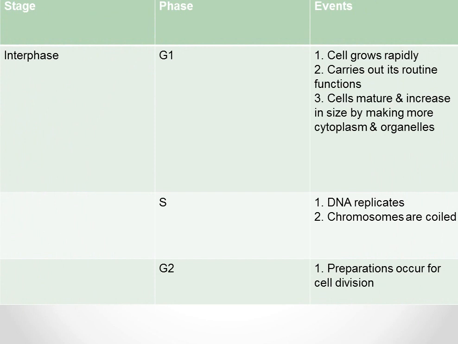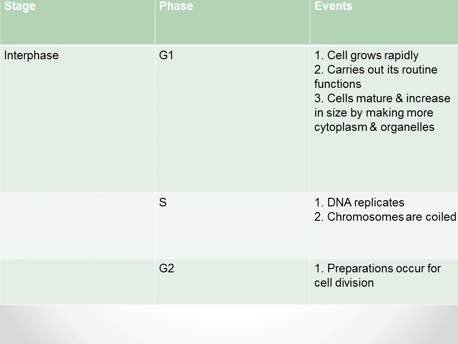Alright, so in your graphic organizers, you have this chart. I want you to take several minutes, and I want you to go ahead and copy this information down. Okay, so these are the major events of interphase. So interphase, you have G1, S, G2. Okay, so what are the major events?